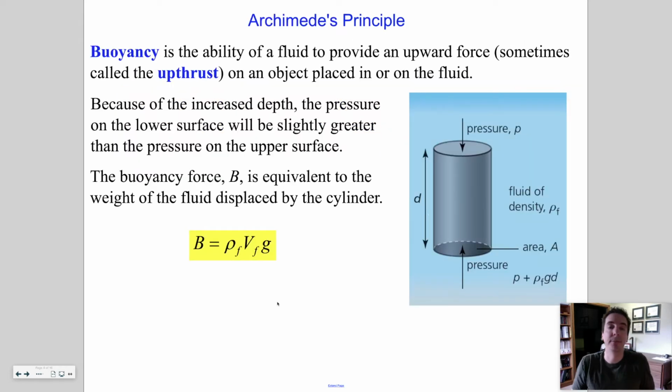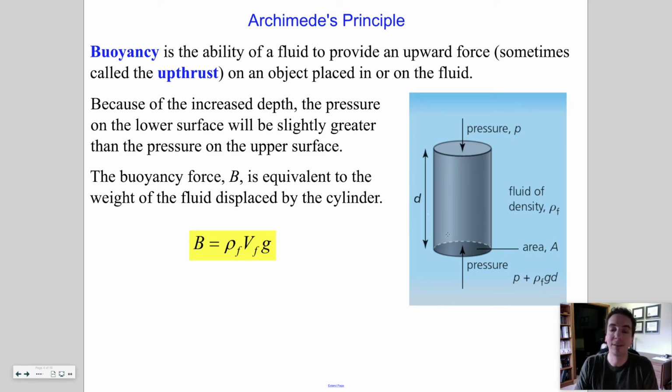Archimedes' principle. Buoyancy is the ability of a liquid to provide an upward force, sometimes called the upthrust, on an object placed in or on the fluid. So dealing with things that are floating. Okay, so here we've got a cylinder of fluid inside a liquid.